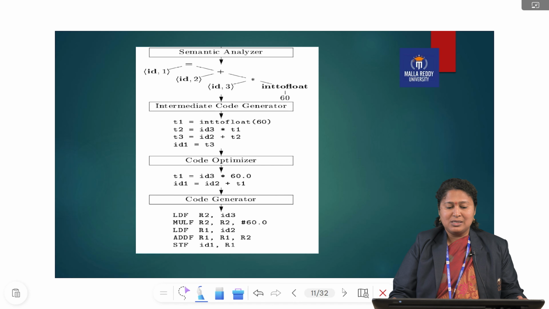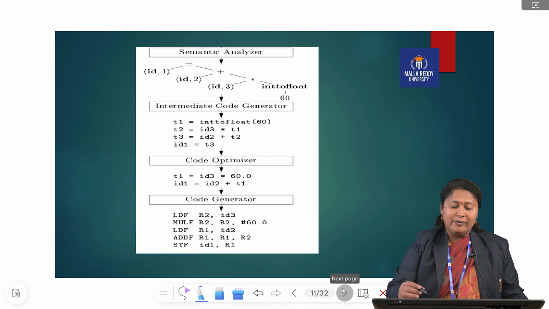So what the code optimizer is doing is optimizing the code, reducing the statements wherever it is possible. Next, the output of the code optimizer is given as input to the code generator. The output of the code generator will be machine code. Whatever statements we got as output from the code optimizer are converted to machine language code here.